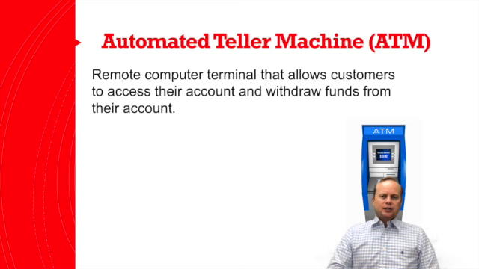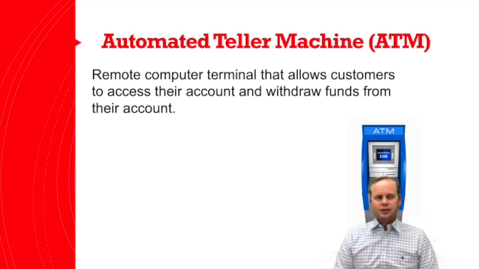So let's talk about the automated teller. Okay, so this is ATM machines, right? You're familiar with what an ATM machine is. You put in your debit card or bank card and then your code, and you can pull money out of your account. Not a bad way to do it.